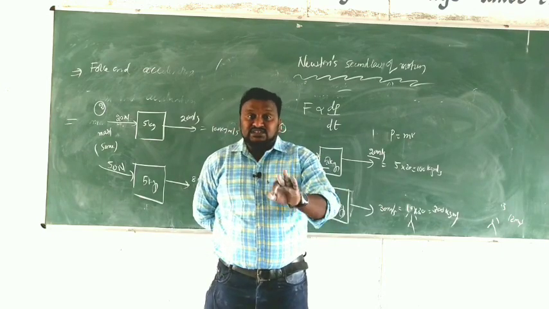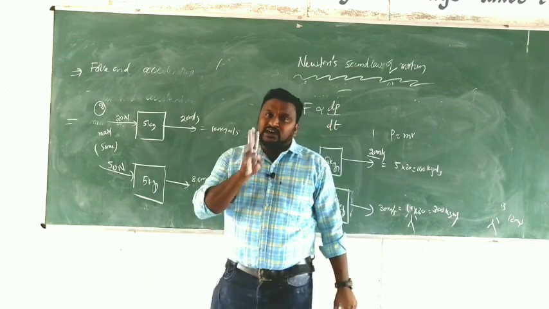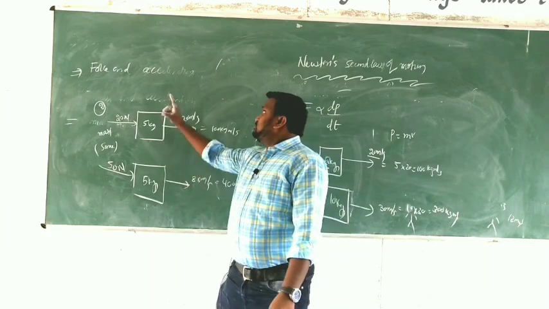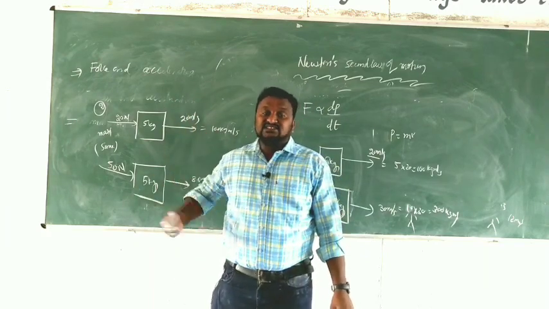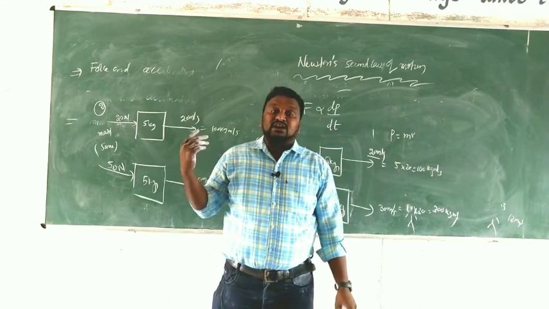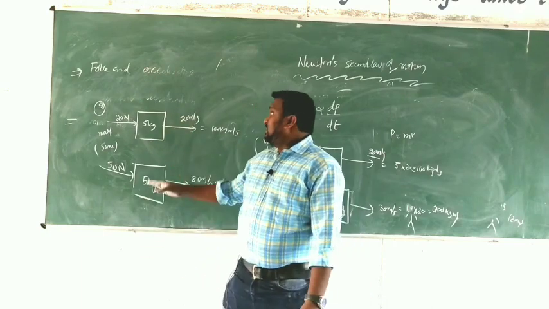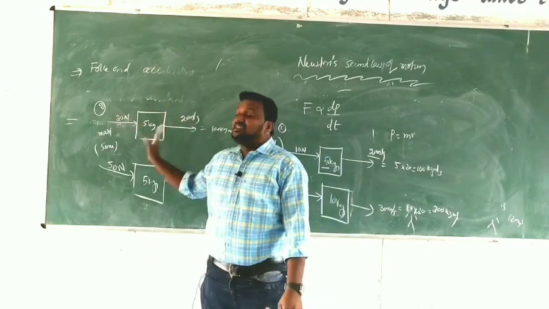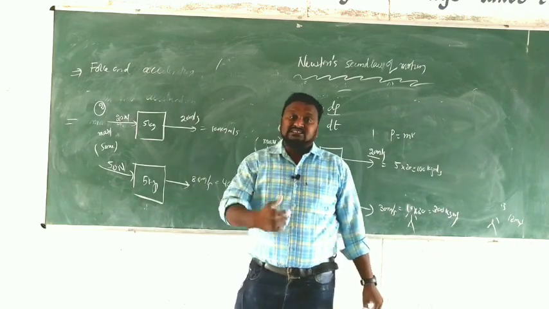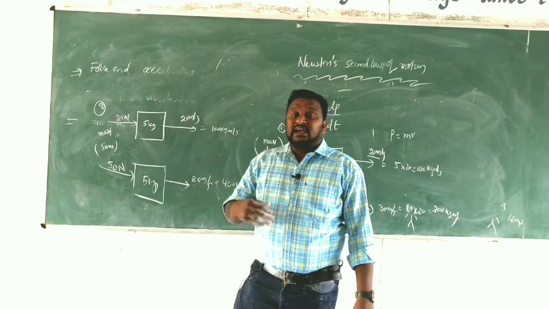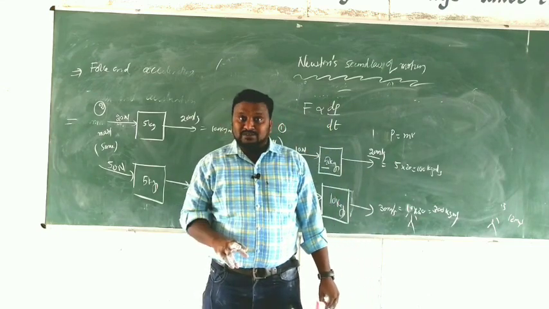So children, what is Newton's second law of motion? In this entire class you learned 3 points. First is force and acceleration. If you increase the force, acceleration also increases. When the mass is constant, force and acceleration are directly proportional. Another thing is mass and acceleration. When mass is more, acceleration is less. When mass is less, acceleration is more. That's the second thing. The third thing is momentum. The product of mass and velocity is what we call momentum.